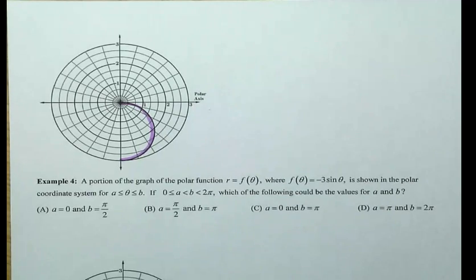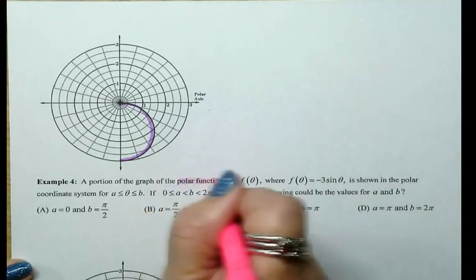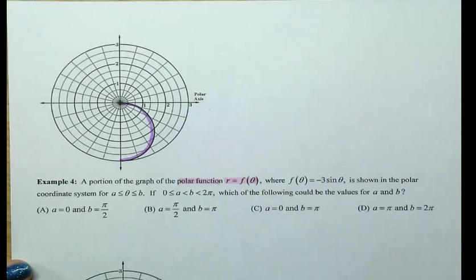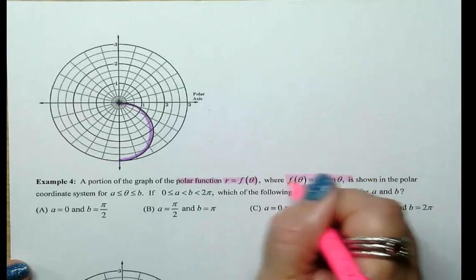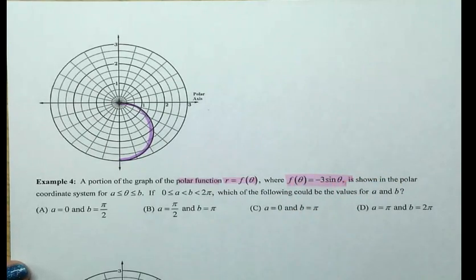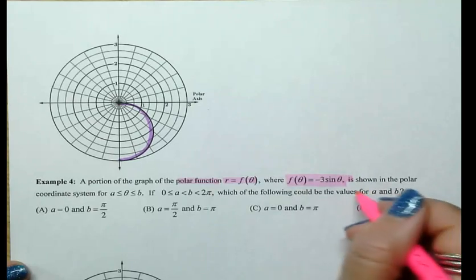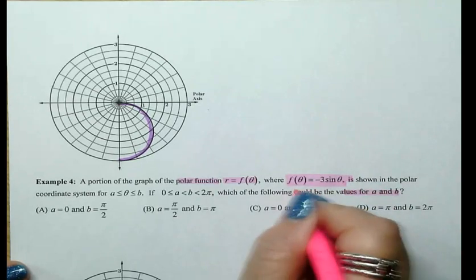A portion of the graph of the polar function is shown. So again, we have polar functions in the form of r equals f of theta. And this time it does give me an f of theta equation. So f of theta is right here, which is going to be -3 sine of theta. And that is shown in the polar coordinate system above, where we have a less than or equal to theta less than or equal to b. And if 0 is less than or equal to a, is less than or equal to b, is less than or equal to 2 pi, which of the following could be the values of A and B? So the key there is which could be the value.